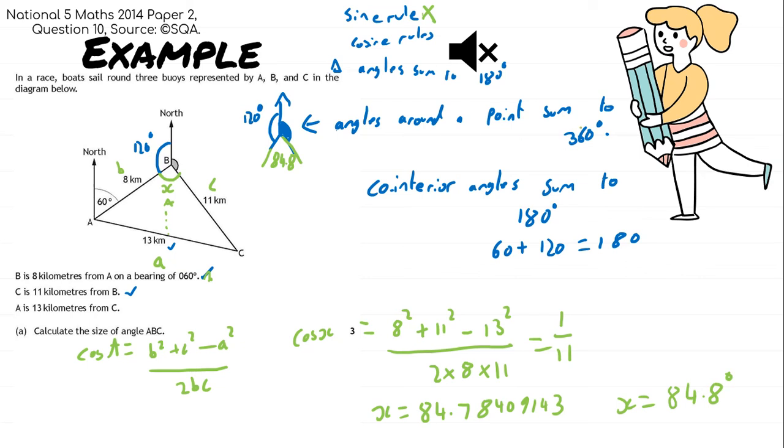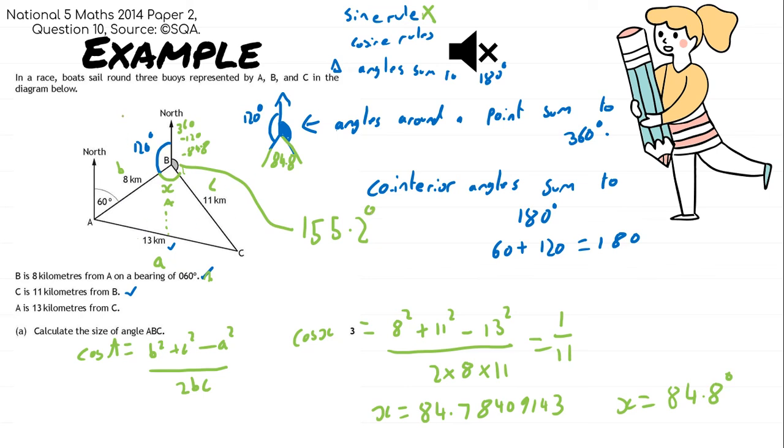So angles around a point sum to 360. So the shaded angle is 360 degrees minus 120 minus 84.8. And if you do that, which I'm going to quickly do, minus 120 minus 84.8, the shaded angle is 155.2 degrees. Okay. And notice how easy that second part of the question was because we'd already written down all this stuff.